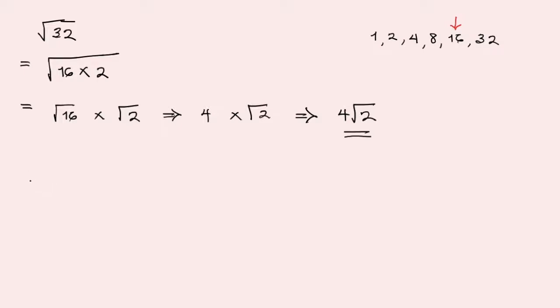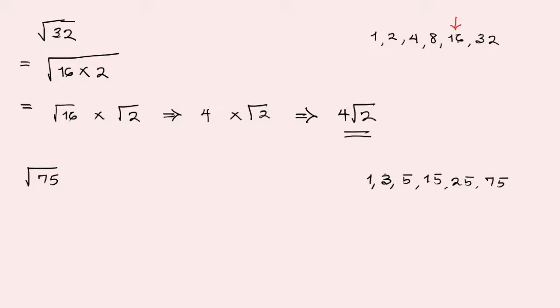Now what if we look at the square root of 75? What are the factors of 75? Factors of 75 are 1, 3, 5, 15, 25, and 75.